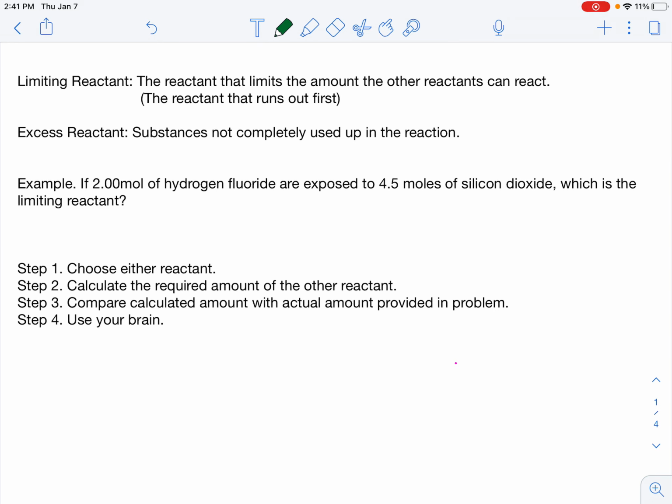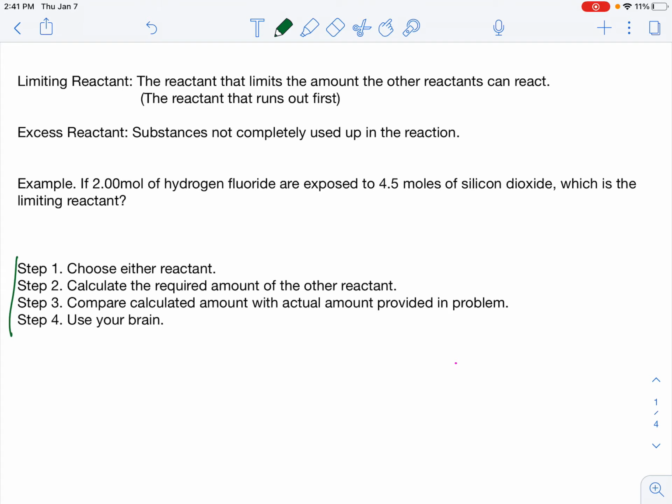So some definitions for you. Your limiting reactant, the reactant that limits the amount of the other reactants that can react, or simply stated, the reactant that runs out first. And then you have your excess reactant, substances that are not completely used up in the reaction. We're going to give you an actual reaction here to kind of go from and see how that looks, and hopefully this will make sense.